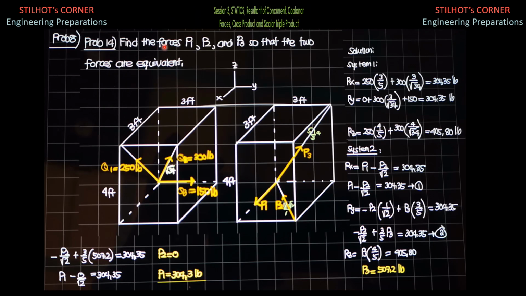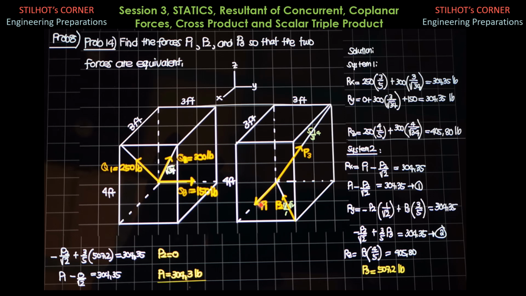Problem 8. Find the forces P1, P2, and P3 so that the two force systems are equivalent. For two systems to be equivalent, the resultant force must be equal. That means the x, y, and z components must also be equal because these are concurrent force systems. So the resultant is a force through the point of intersection of the three forces. For system 1, Rx, so take note that the x-axis is forward here, y to the right, z-axis upward.